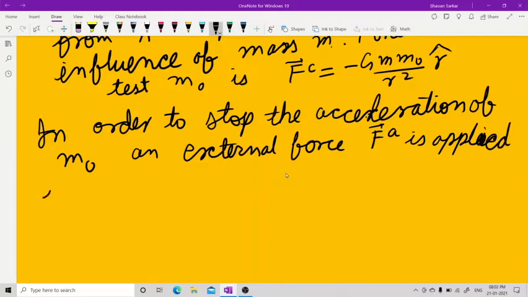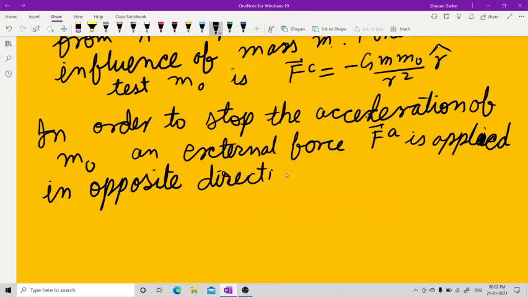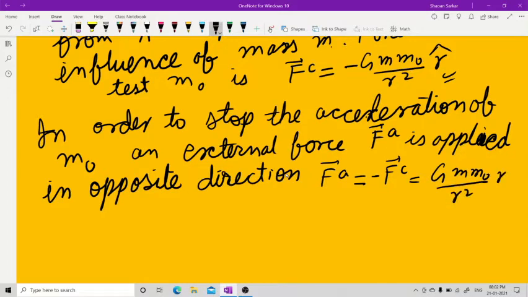Applied in opposite direction. The complete theory must be written, I'm telling you, to get the full marks. Direction: FA equals minus FC, which, with the minus, when I multiply, becomes m naught upon r square r cap. Now this is the thing at the point P.